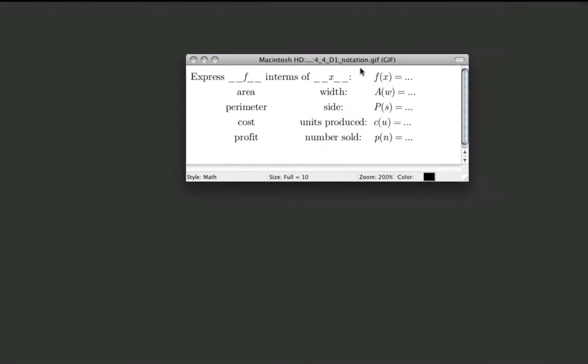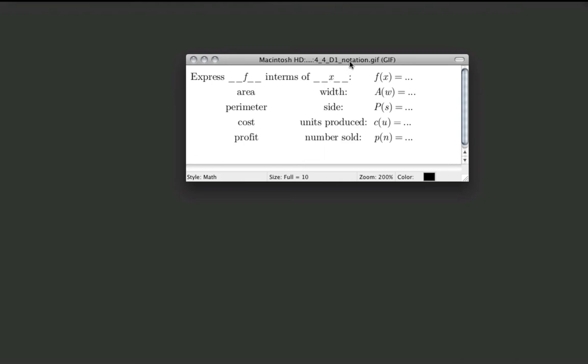This lesson will cover how to set up functions. Most of us know that function notation is f of x, and that means that the name of your function is f and the input variable is x. And what that's doing is saying I want to express this function f in terms of just the variable x.